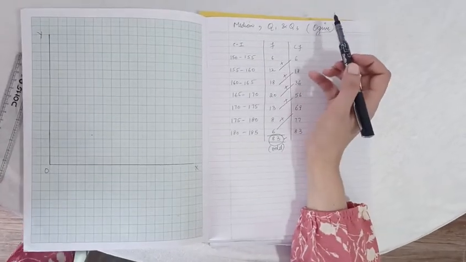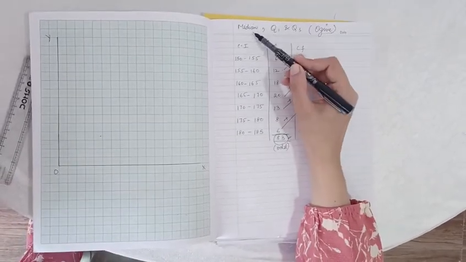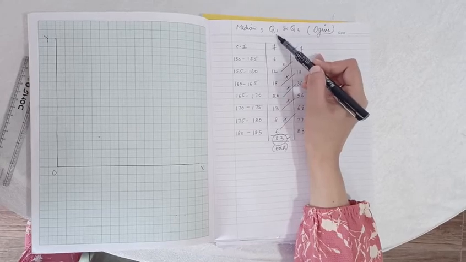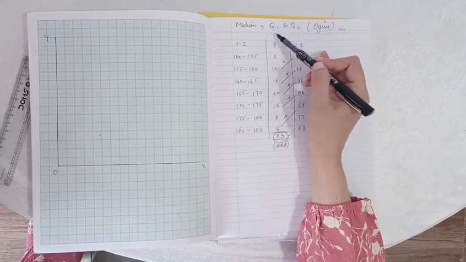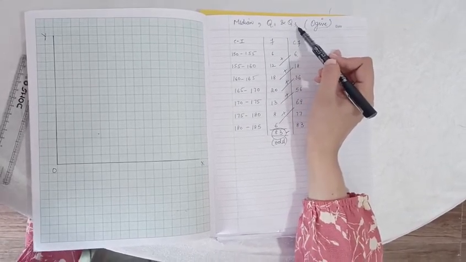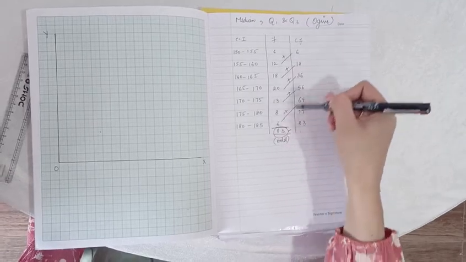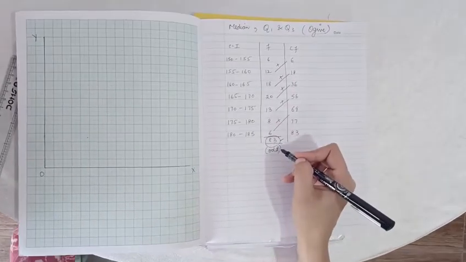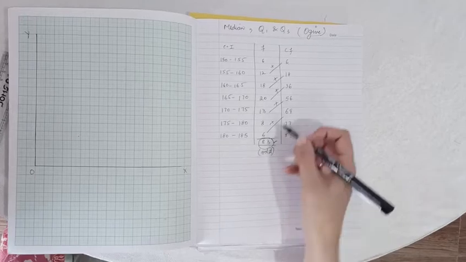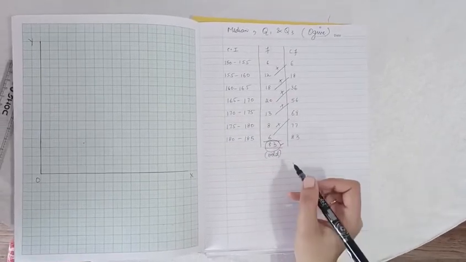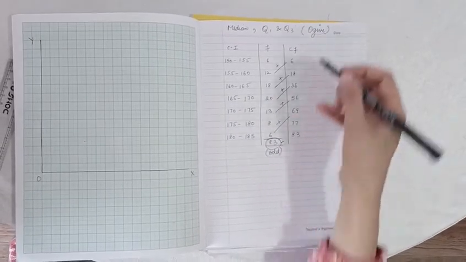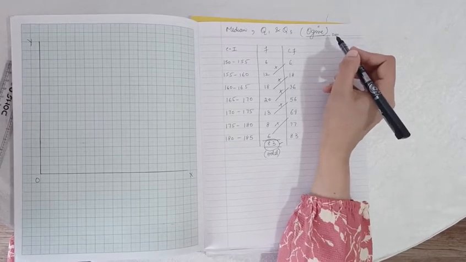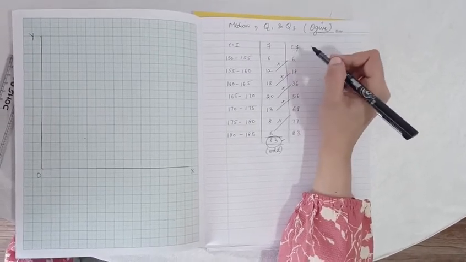Hello students, in this video we will learn how to find the median and quartiles Q1 and Q3, the lower quartile and upper quartile, when the sum of all the frequencies is odd. I have already discussed the case when the sum of all the frequencies is even. Now in the same way, with the help of an ogive formation, we will be doing it.